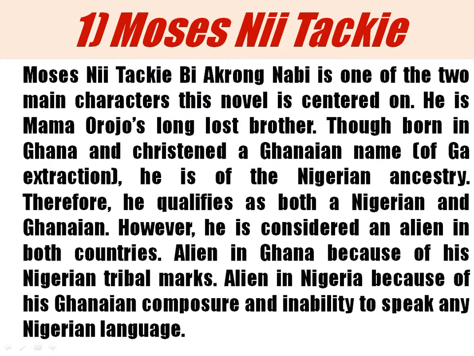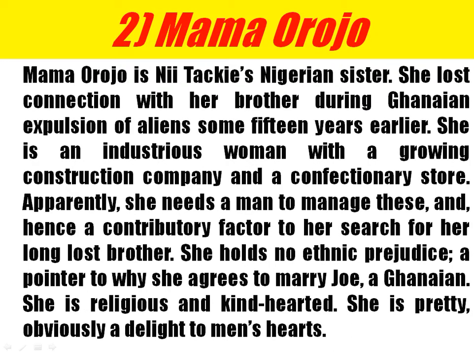So another character we are going to be discussing is Mama Orojo. Who is Mama Orojo in the novel and what are her roles? From the study of the novel, we realize that Mama Orojo is the only surviving relative of Moses Nitaki. She relocated to Nigeria with their parents when the Ghanaian government asked all aliens to leave the country, leaving Moses behind. Unfortunately for her, both parents, the father and the mother, died on the road to Nigeria.